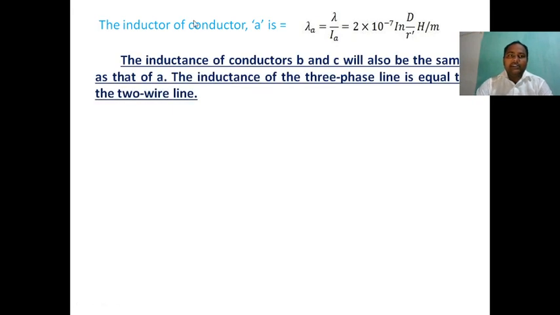The inductance of conductors B and C will also be the same as that of A. The inductance of a symmetrical three-phase line is equal to the inductance of a two-wire, single-phase line. This is a very important point. So the inductance of conductors B and C will be the same as that of A, and the inductance of the three-phase line is equal to that of the two-wire line.